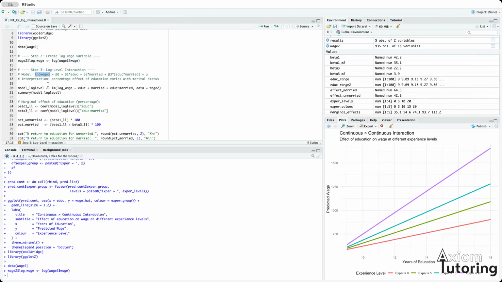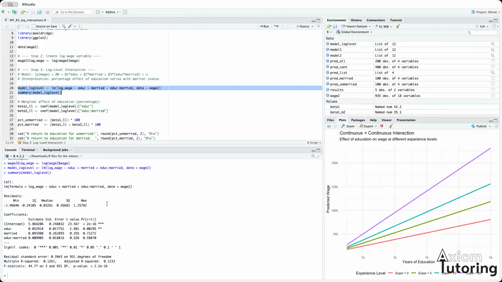So keep in mind the interpretation now is going to be the percentage effect of education varies with marital status. Building the model is going to be the same, so the interaction term is introduced with the colon, always using the constituent terms in here. We're going to see a summary of this model very quickly.